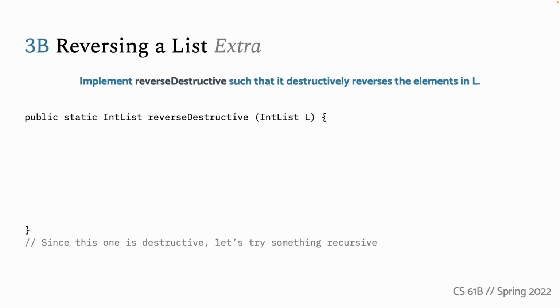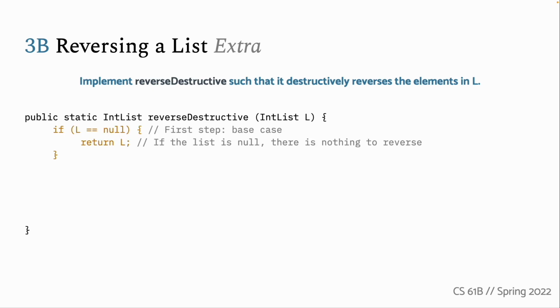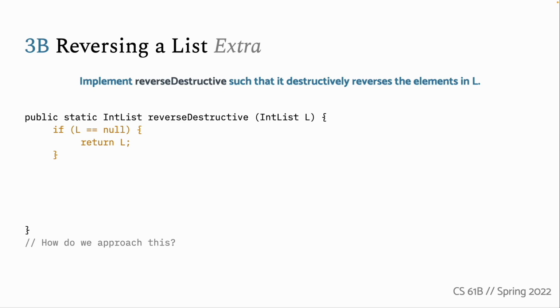So since this one's destructive, let's try something recursive because it'll just make more sense. There's probably ways to do this iteratively, but I want to do this recursively. So as always with recursive stuff, first thing we do is the base case. If the list is null, there's nothing to reverse, so we just return L, just like that.